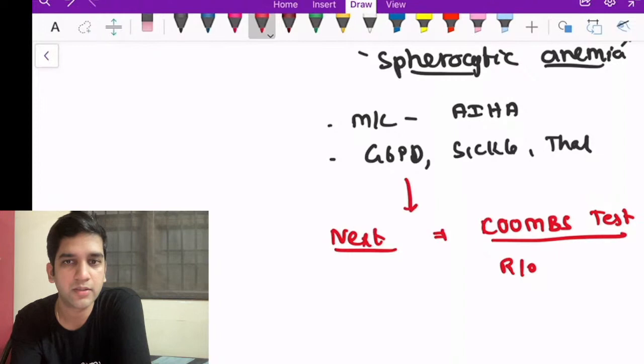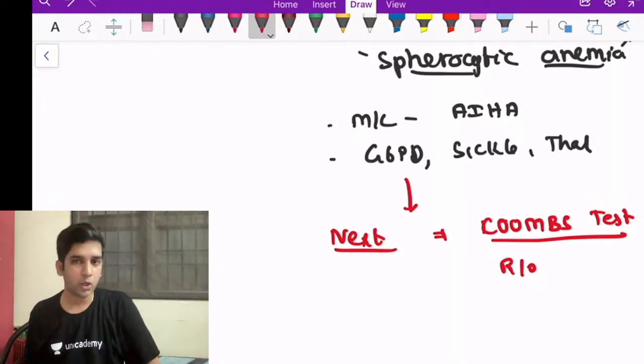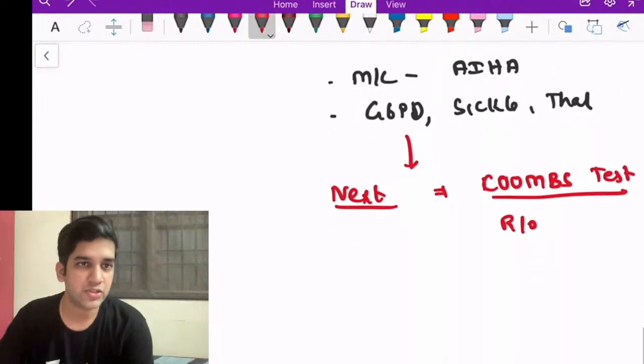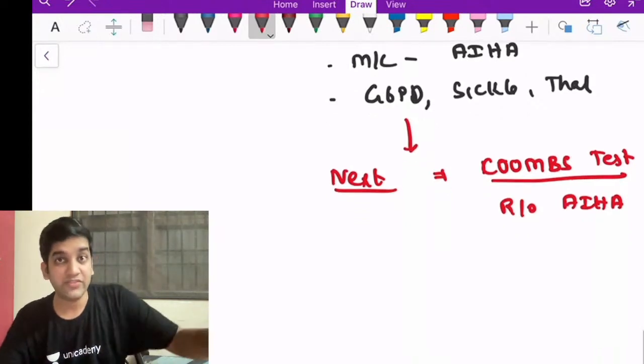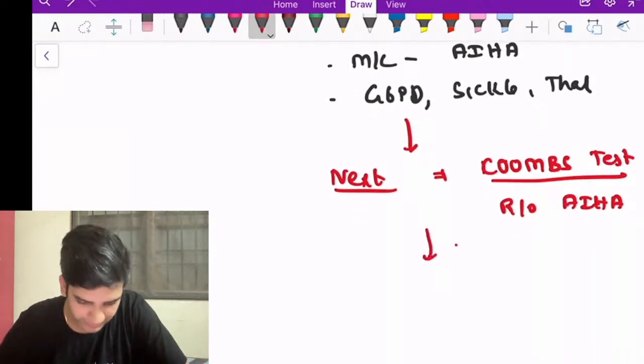Which disease? I have to rule out the most common cause. It's going to be autoimmune hemolytic anemia, right? So it helps to rule out autoimmune hemolytic anemia. Fine. So if it is hereditary spherocytosis, my Coombs test will be negative.